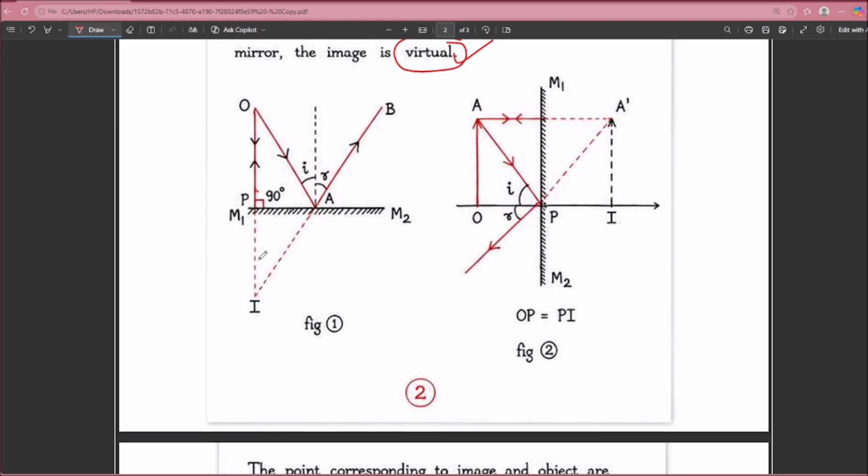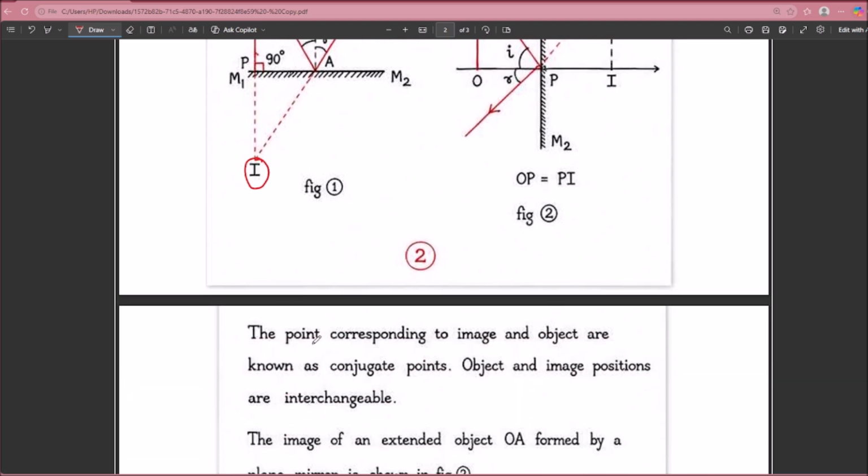In the first figure, we have the angle of incidence and angle of refraction, and the second part is incident here and produced backward, where the image of O that is formed appears to be the virtual image of I. In this case, the points corresponding to the image and object are known as conjugate points. Object and image positions are interchangeable.